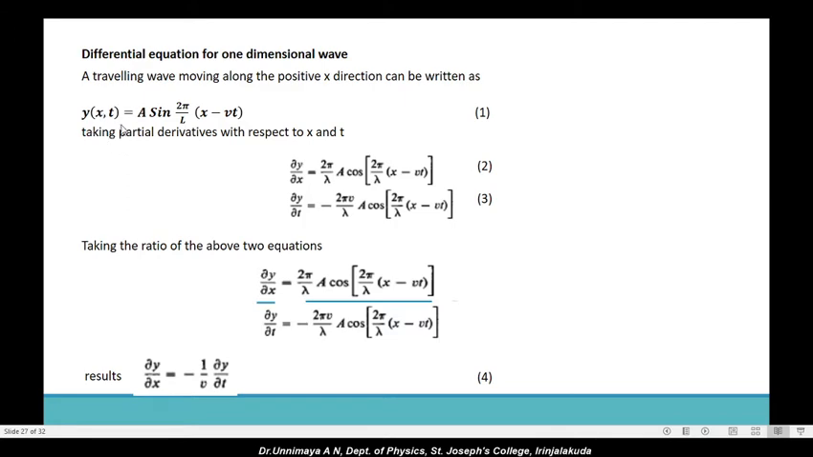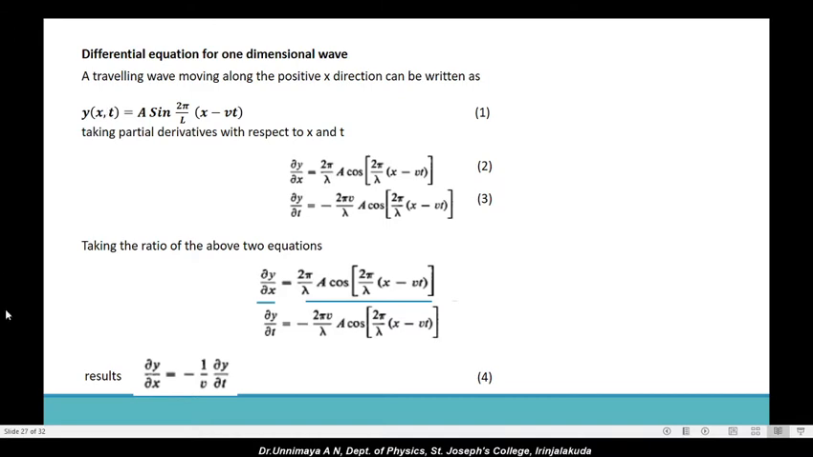So here we represent a traveling wave as a function of x comma t. So y of x comma t is equal to a sin 2 pi by lambda into x minus vt. Since y is a function of two variables x comma t, we have to take the partial derivative of y with respect to the variables.